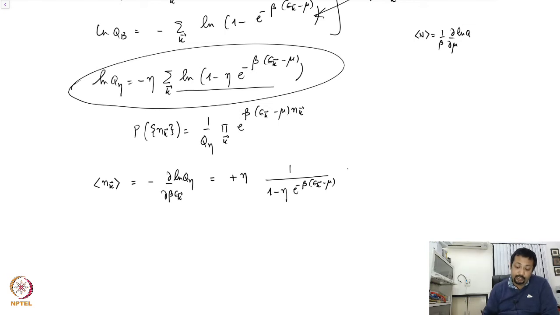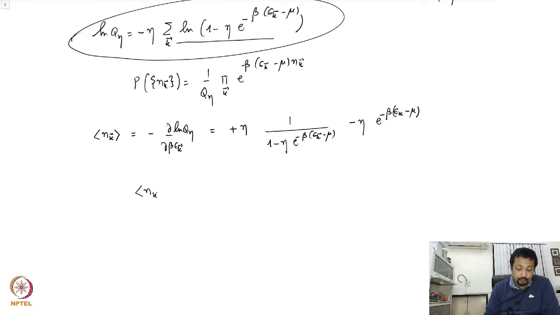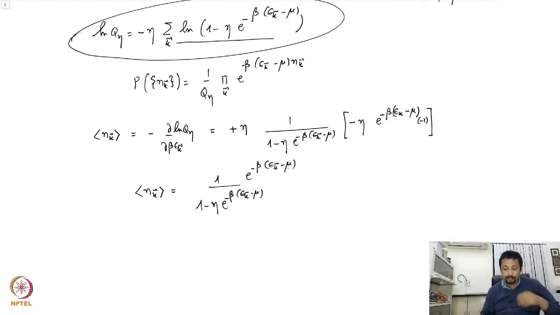And then you have eta times minus eta e to the power minus beta (epsilon_k minus mu). So that your average occupation number is going to be, you are going to have a minus 1 from this derivative, it's going to be 1 over 1 minus eta e to the power minus beta (epsilon_k minus mu) times e to the power minus beta (epsilon_k minus mu). So let's call z as e to the power beta mu.